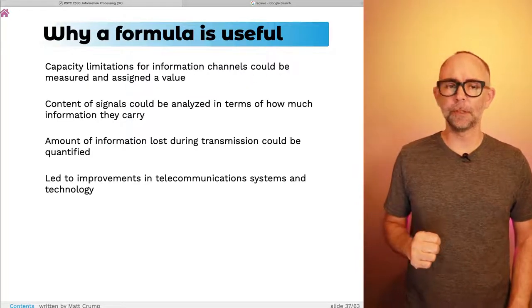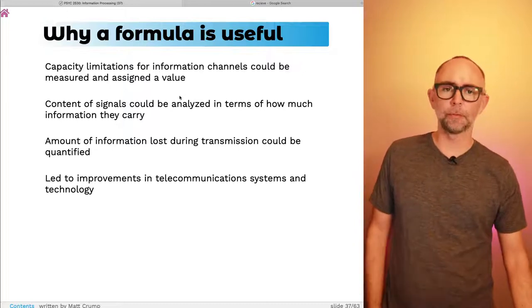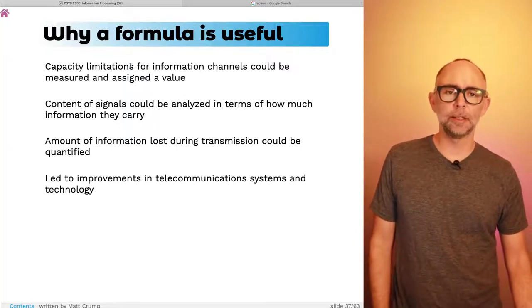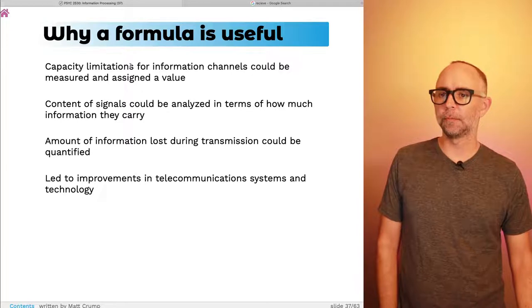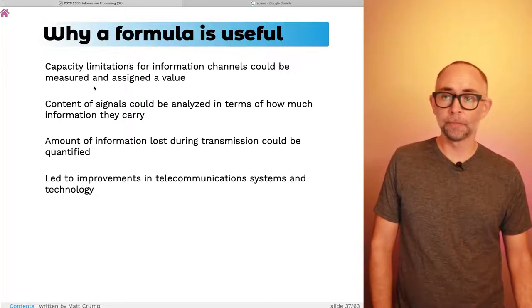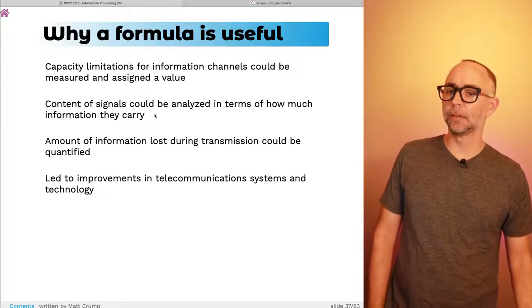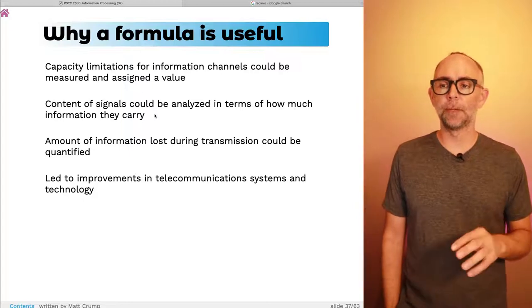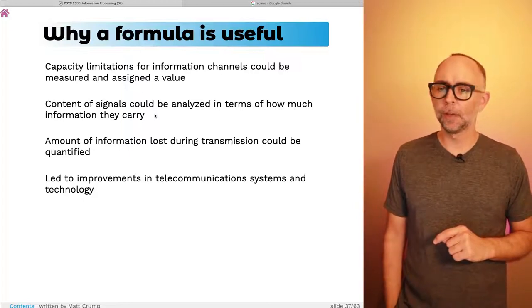And this would be very useful. Why would this be useful? First of all, the capacity limitations for information channels could be measured and assigned a value. Then the content of signals could be analyzed in terms of how much information they carry.